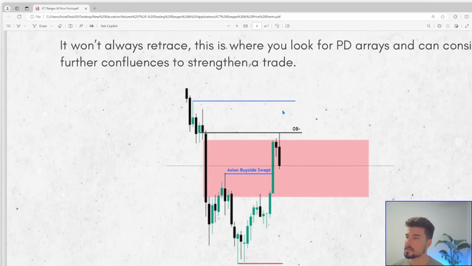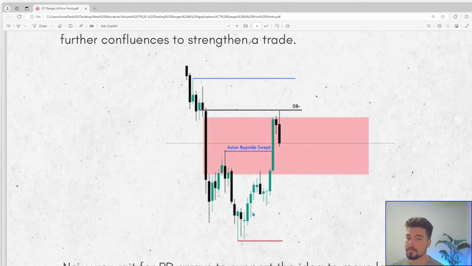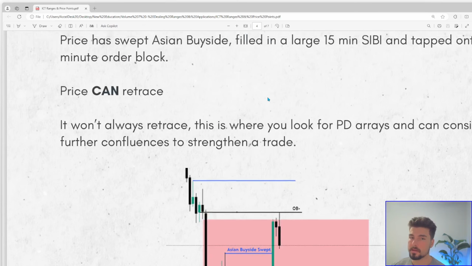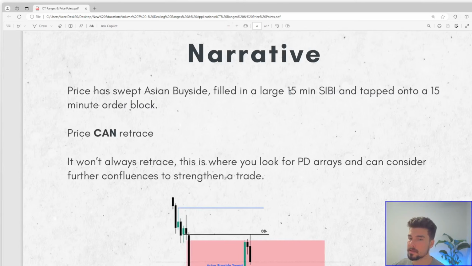So if I zoom in here, you can see, right? This is the extreme, this is the low extreme, and this is one form of the Asian buy side. In this case, we sweep some of the Asian buy side, and what do we do? We tap into this big sell side imbalance, and we respect this order block. That's all I've mentioned here. So we tap into the 15-minute CIBI, and we tap onto the 15-minute order block.